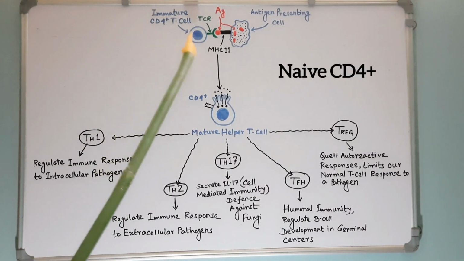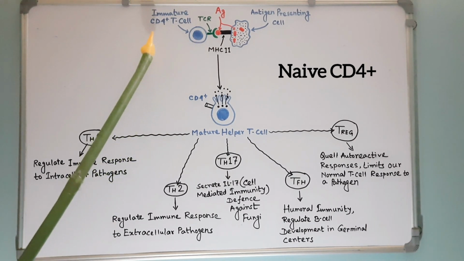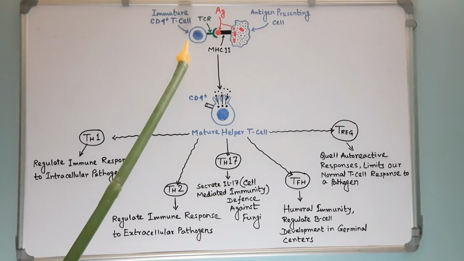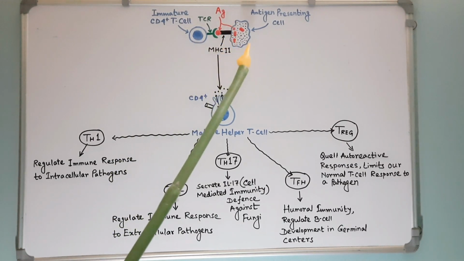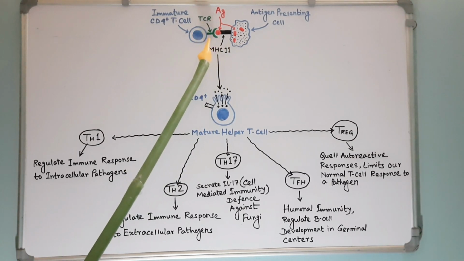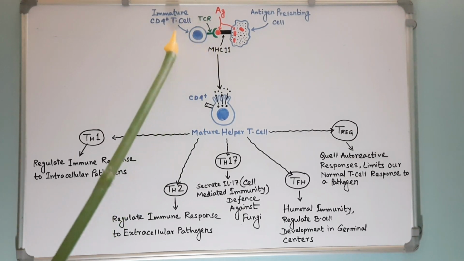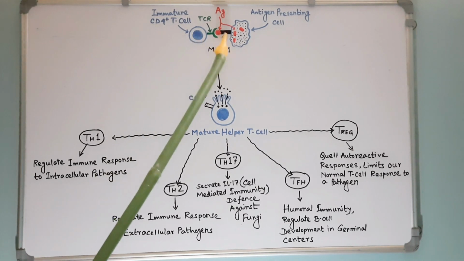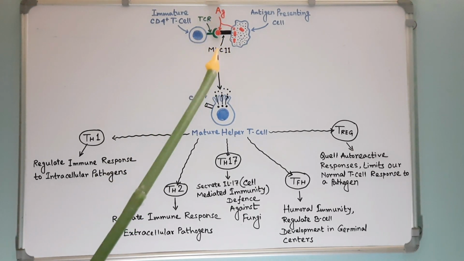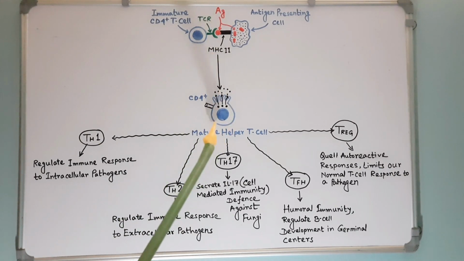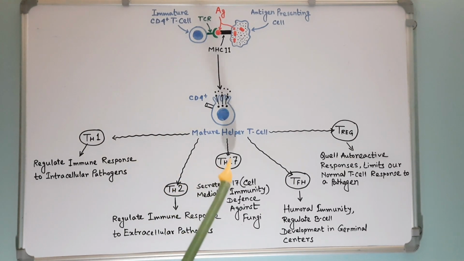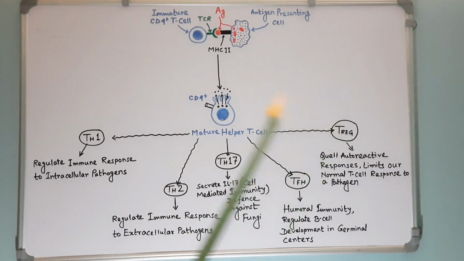Suppose this is a naive CD4 plus T cell. The naive CD4 T cells also browse the surfaces of antigen presenting cells with their T cell receptors. If and when they recognize an MHC class 2 peptide complex, they can become activated and proliferate and differentiate into one of a variety of effector T cell subsets.